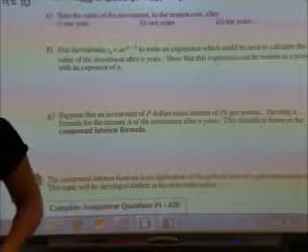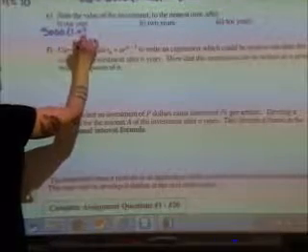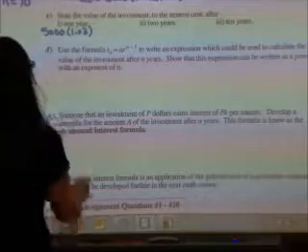So question E says state the value of the investment after the first year, after the second year, and then after the 10 years. So after the first year, we just take it from what we had above. If I take 5,000 and multiply it by 1.03, what do I get? 5,150.